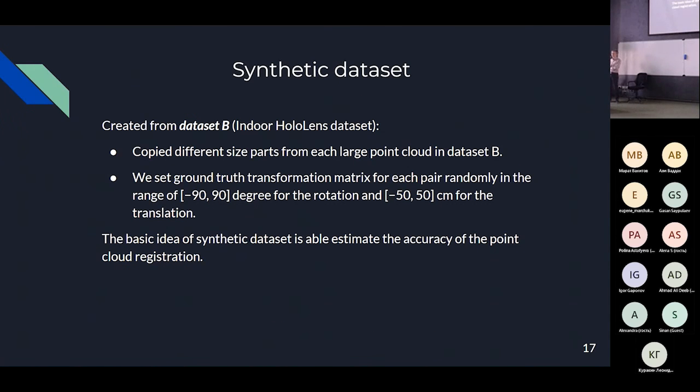Also, we created a synthetic dataset from dataset B. For this, we copied different size parts from each large point cloud in dataset B and set the ground truth transformation for each pair of point clouds. The basic idea of the synthetic dataset is to be able to estimate the accuracy of point cloud registration.